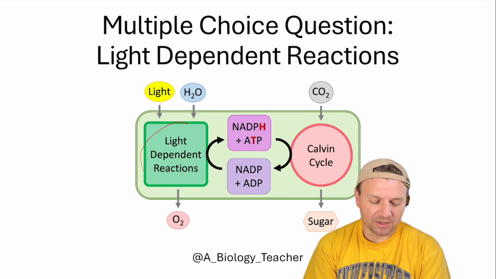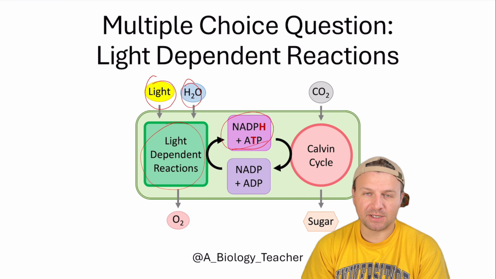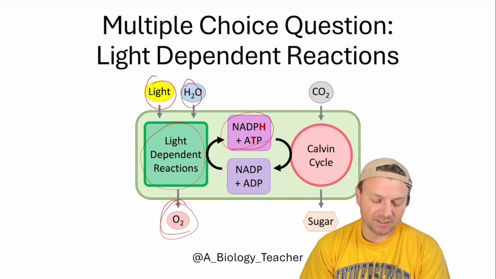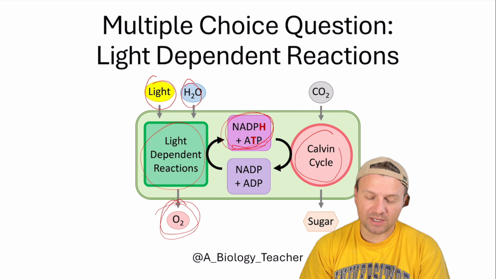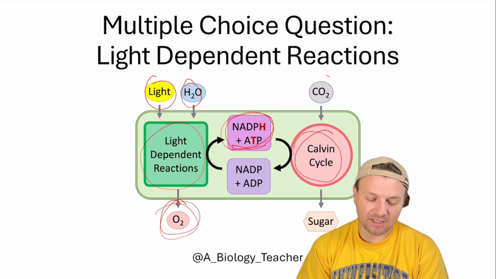So again, we start with the light-dependent reactions. They take in light and water and produce NADPH and ATP. A byproduct here is oxygen. Now, NADPH and ATP will fuel the Calvin cycle, or the light-independent reactions. This set of reactions takes CO2 and makes sugar molecules.